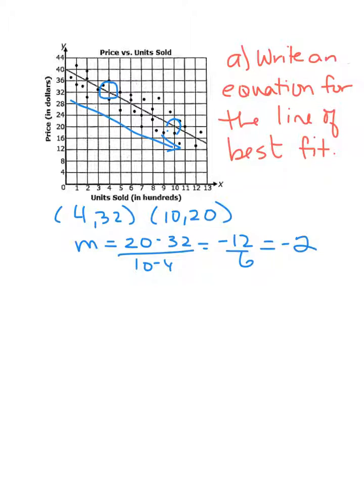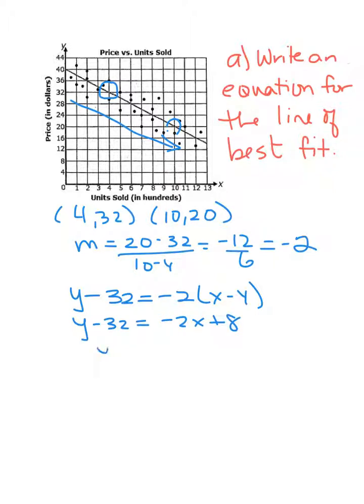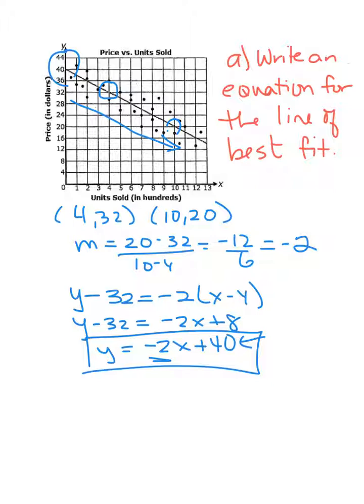I'm going to use my point slope formula. So I have y minus 32 is equal to my slope, negative 2, times (x minus 4). So it gives me y minus 32 is equal to negative 2x plus 8. Add 32 to the other side. I have y is equal to negative 2x plus 40. Now again, my 40 is my y-intercept, and if I go back to my graph, that looks pretty good. And again, I also have a negative slope. So it looks like that equation is pretty good for my line of best fit.